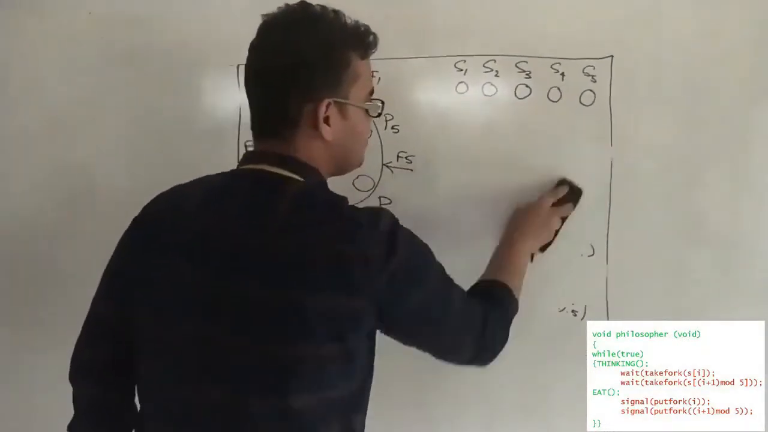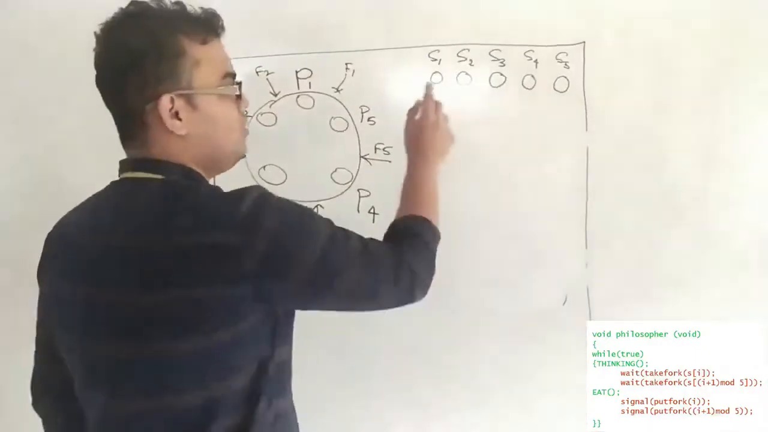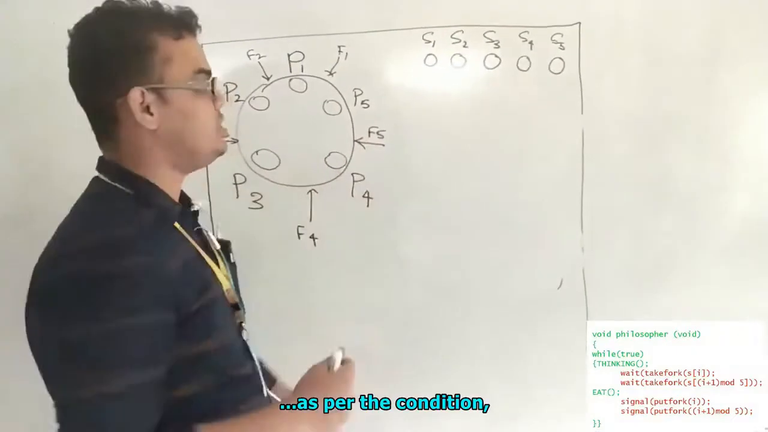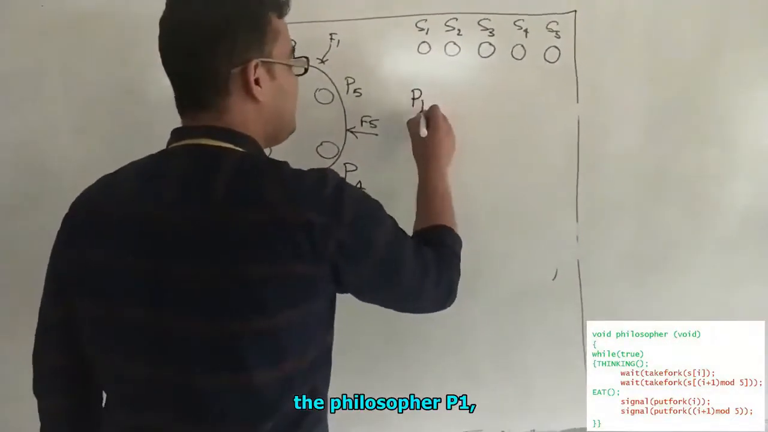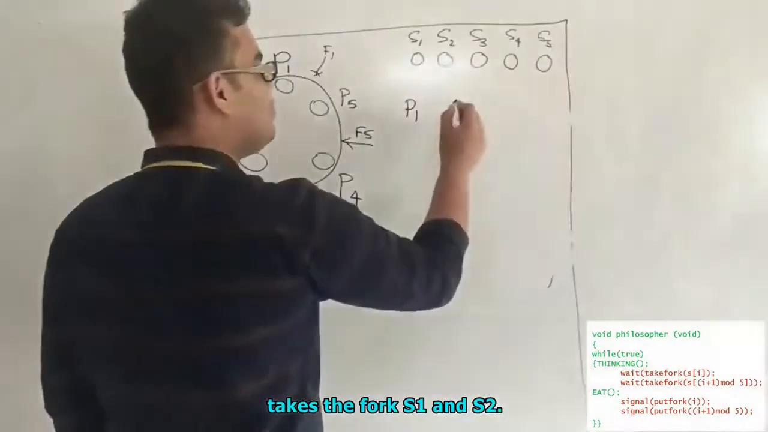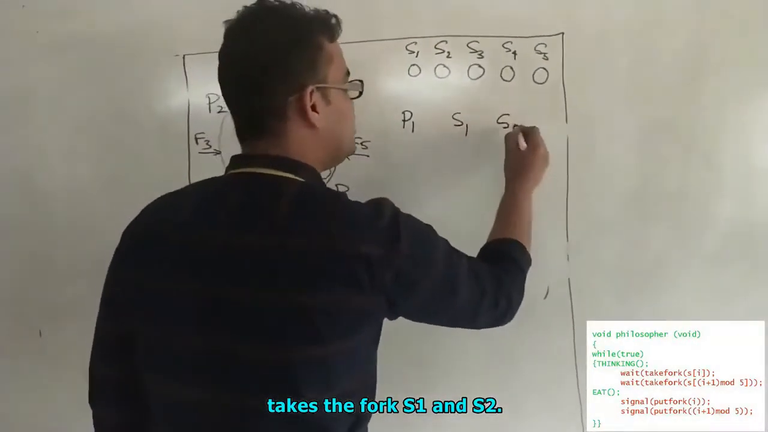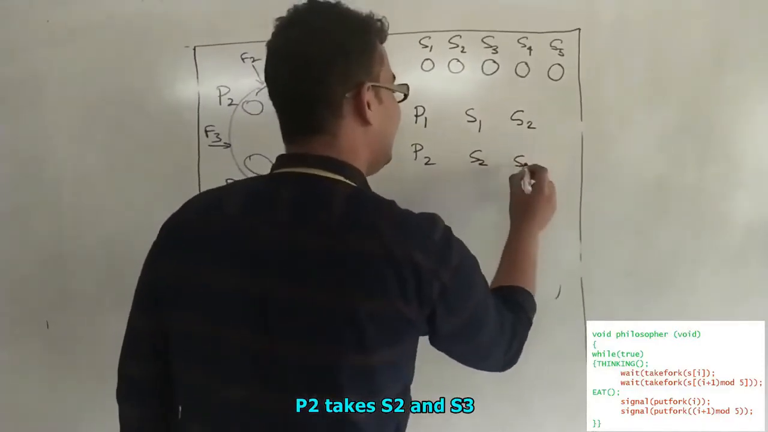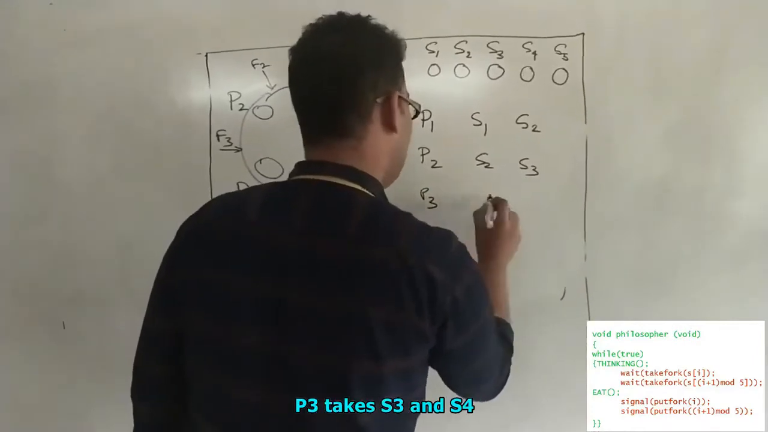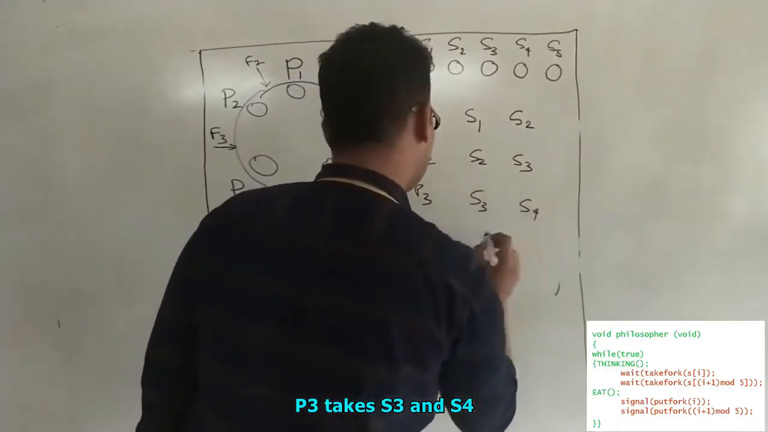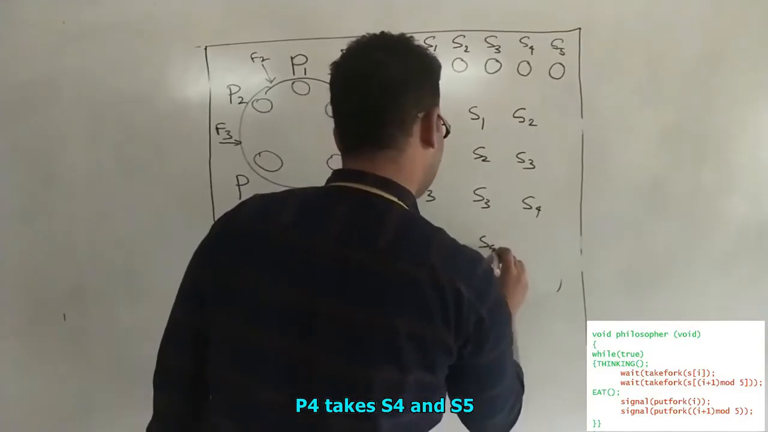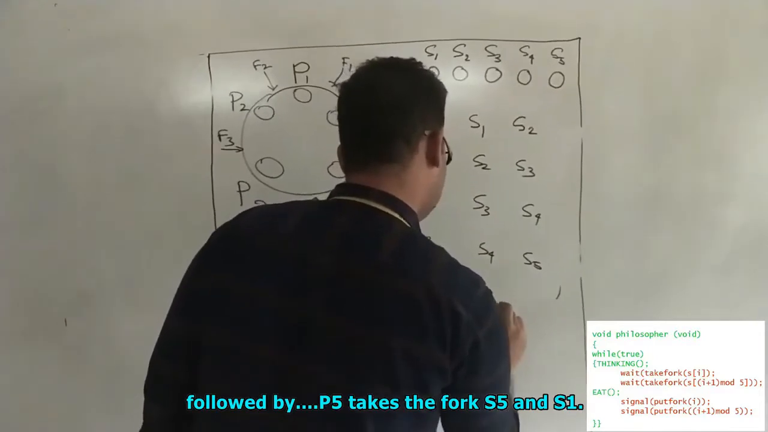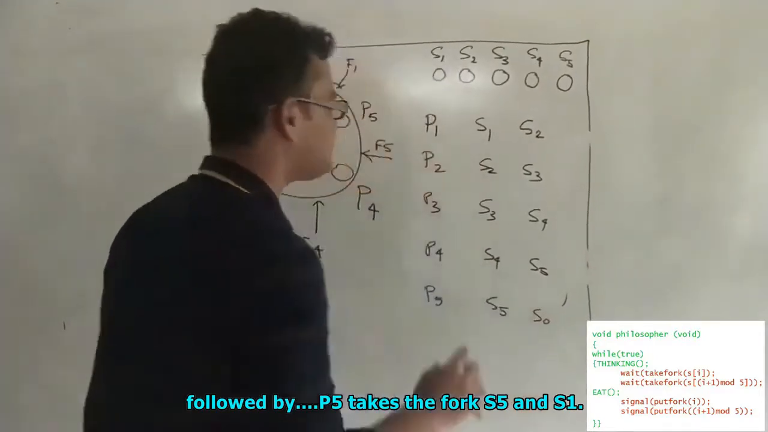So all the semaphores, all the forks, are in released state now. As per the condition, the philosopher P1 takes the forks S1 and S2, and P2 takes S2 and S3, P3 takes S3 and S4, P4 takes S4 and S5, followed by P5 takes S5 and S0.